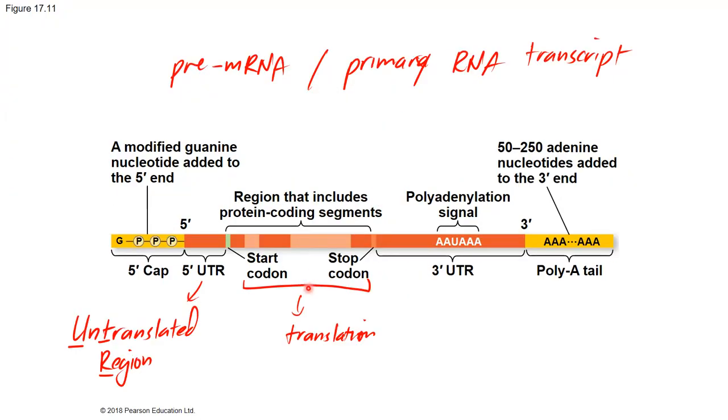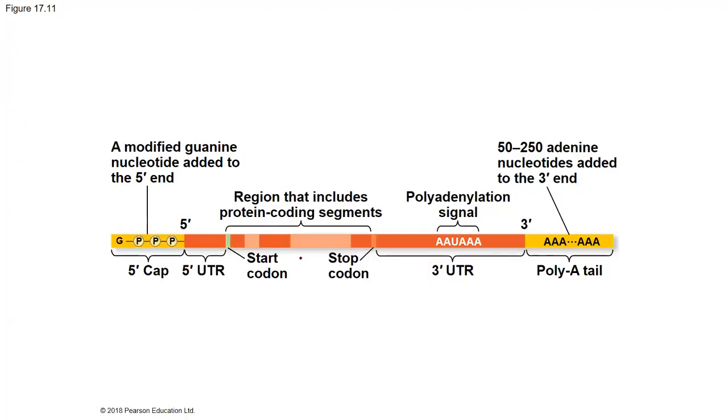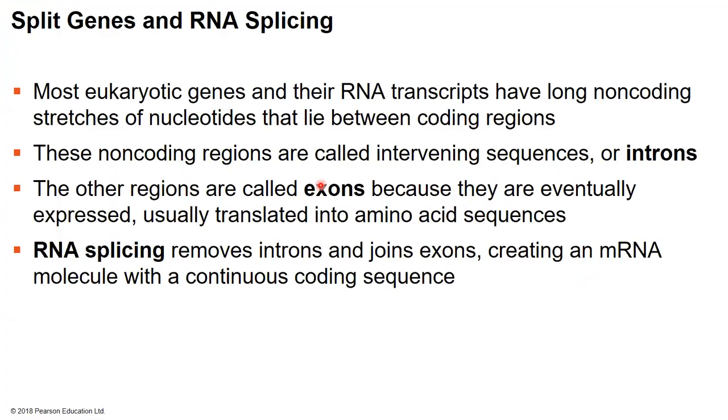All right. Now, after the addition of the 5' cap and the poly A tail, the pre-mRNA will be further processed, because not all the codons in the pre-mRNA will be translated. Not all the regions are coding. There are some non-coding regions called introns, and the regions that will be translated are called exons.